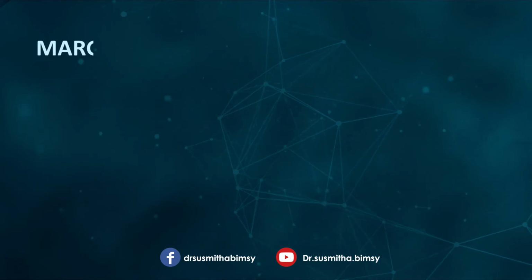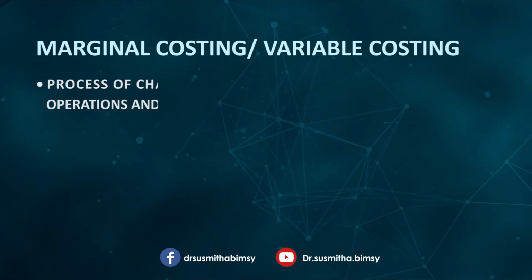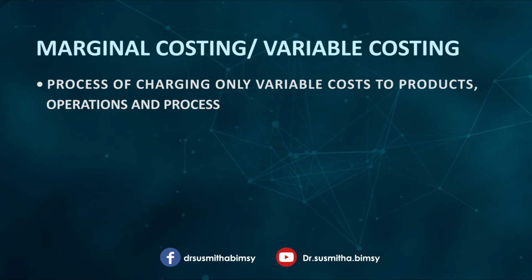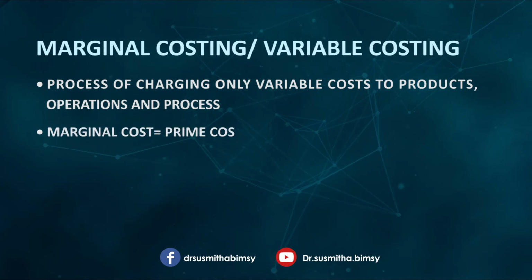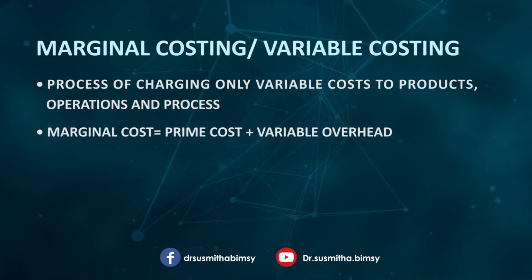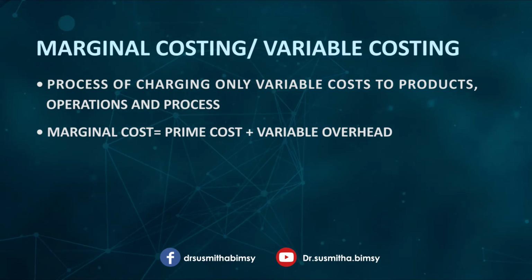Now let's focus on the next costing technique, that is marginal costing. It is the process of charging only variable cost to products, operations and processes. Actually, what is marginal cost? It is variable cost, that is prime cost plus variable overhead. What is prime cost? It is the aggregate of direct material cost plus direct labor plus direct expenses. So the total of the prime cost plus variable overhead is known as marginal cost.